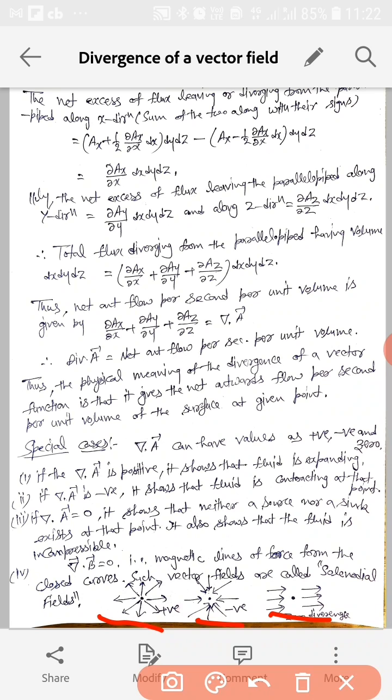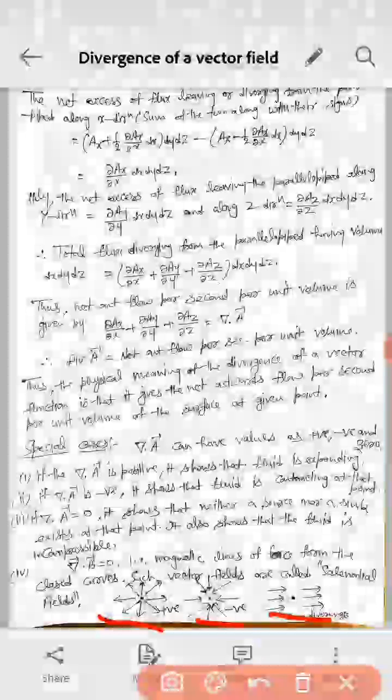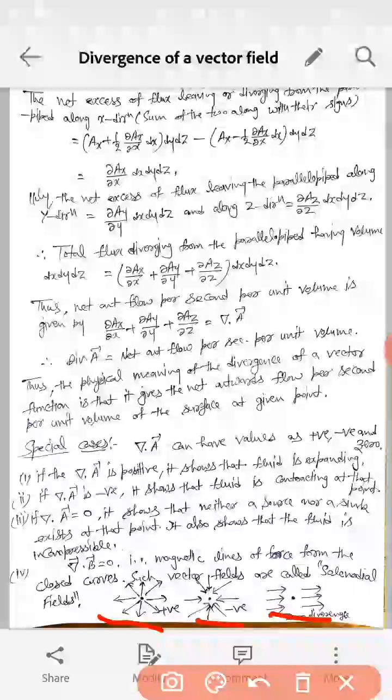The divergence of a magnetic induction is always zero. That means magnetic lines of force form closed curves, such that these vector fields are called solenoidal fields. If the divergence of a vector field is zero, those vector fields are solenoidal fields, meaning they do not have any source or sink.